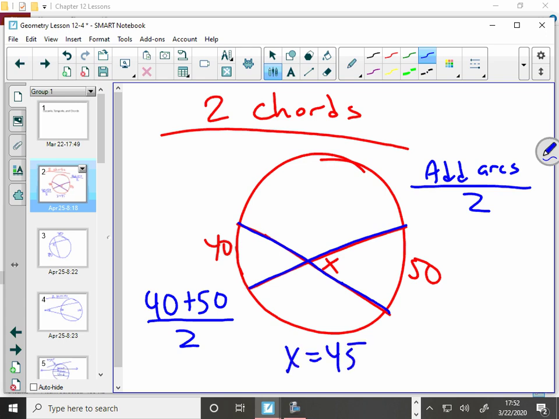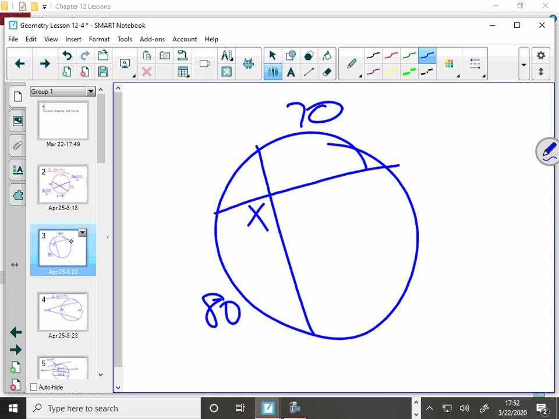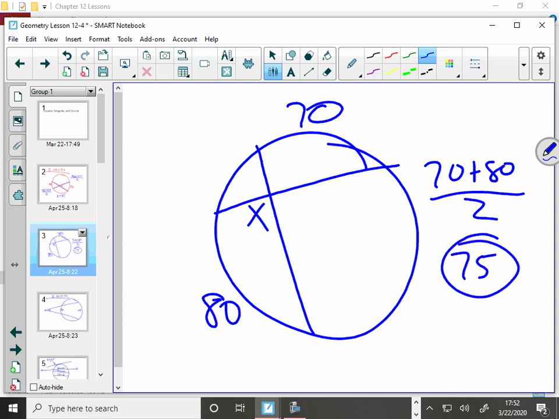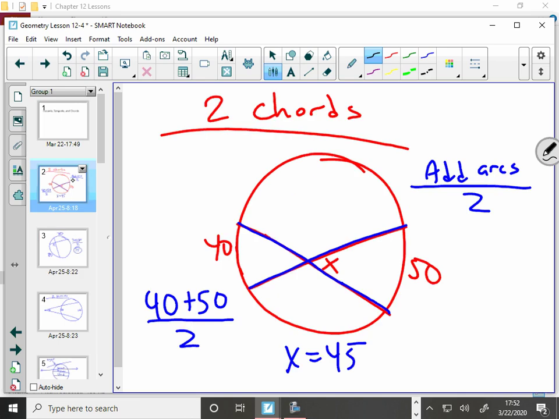Two chords that intersect. Here we go. Two chords intersect. They cut two arcs. How do I find that angle? I add 70 plus 80 and divide by 2. 70 plus 80 is 150. Divided by 2 is 75. That's what you do when you have two chords that intersect.